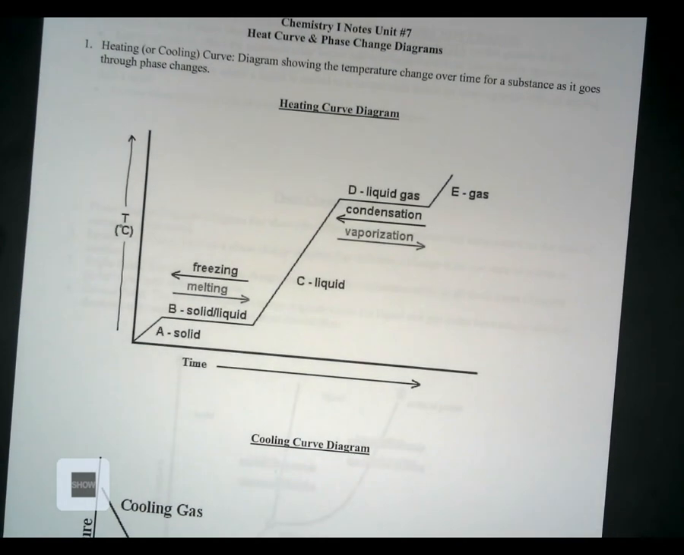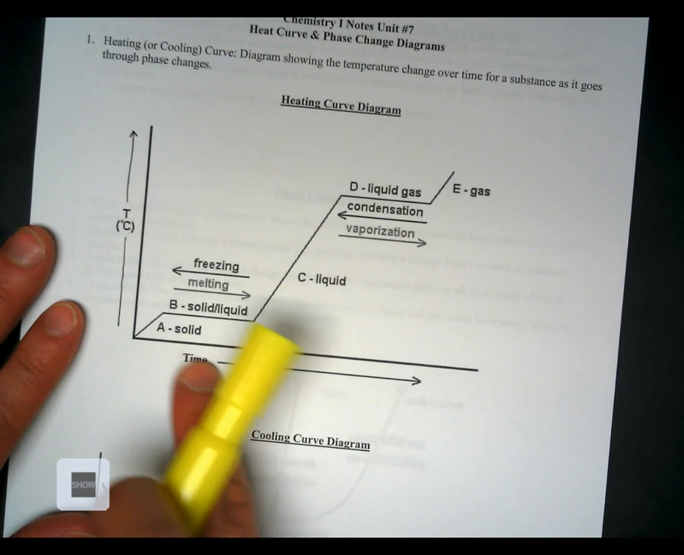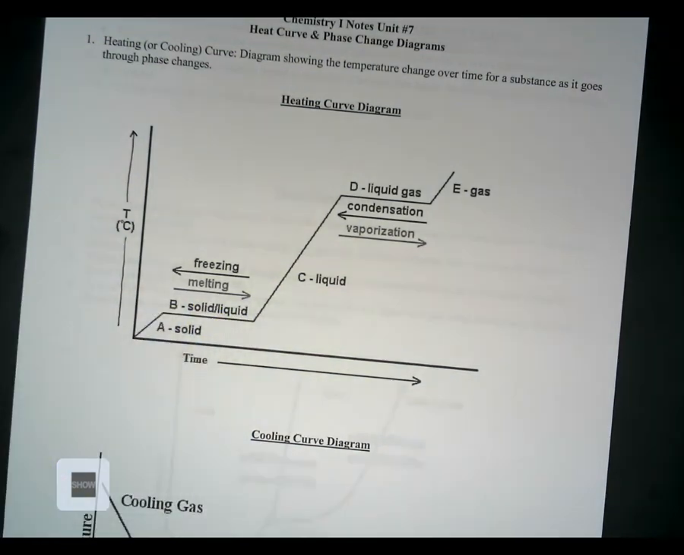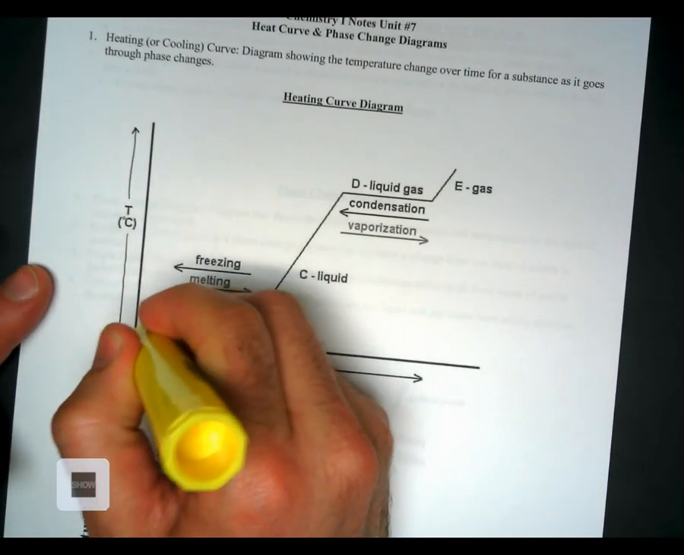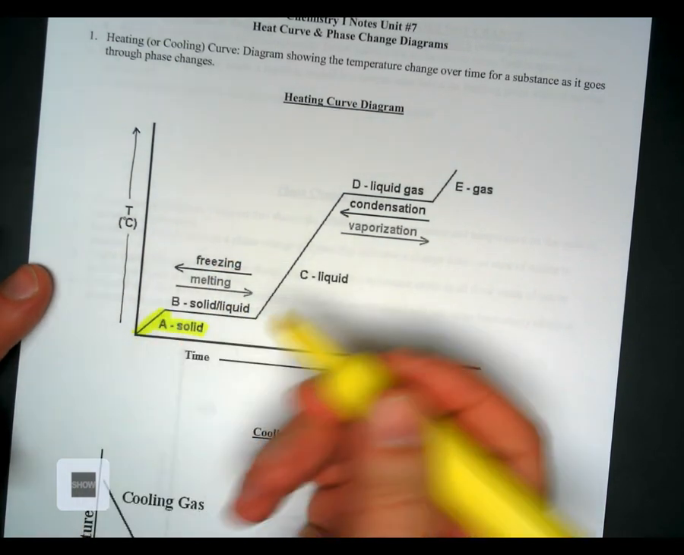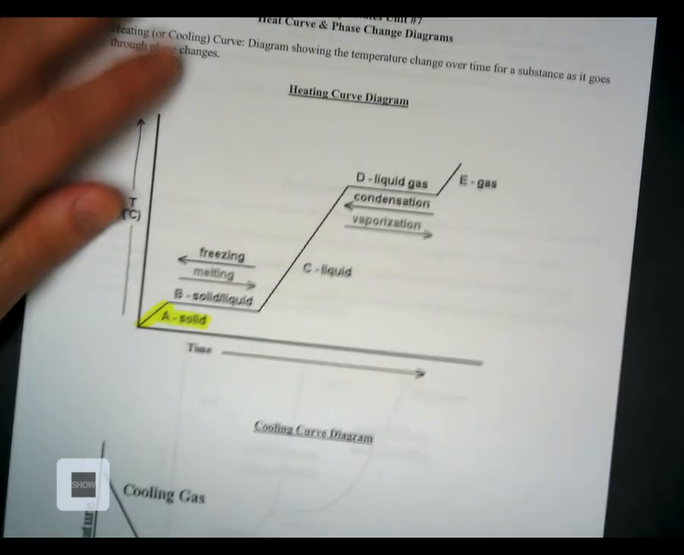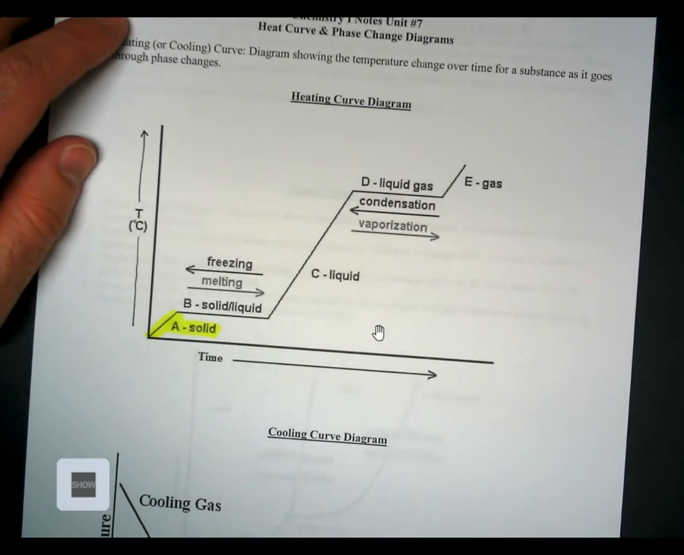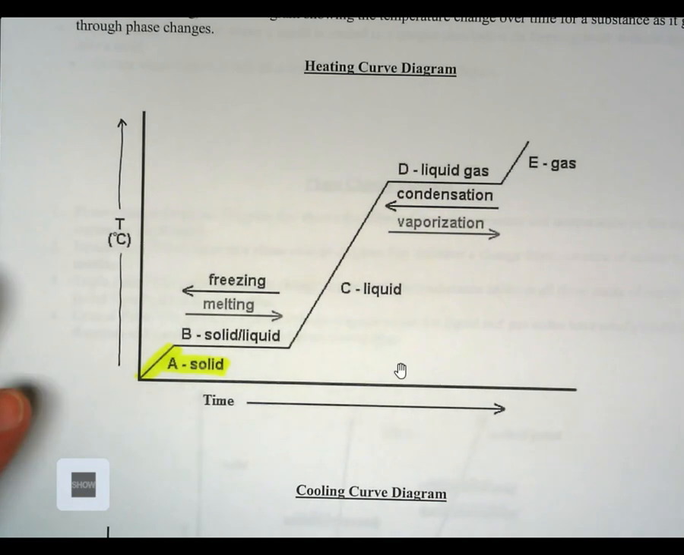So what I'm going to do is highlight the portion of the line and then highlight the letter and the stuff that goes with that. So for example, this portion of the line right here, that portion goes with the A. It is a solid. Okay? So that portion of the line represents the substance when it's a solid.